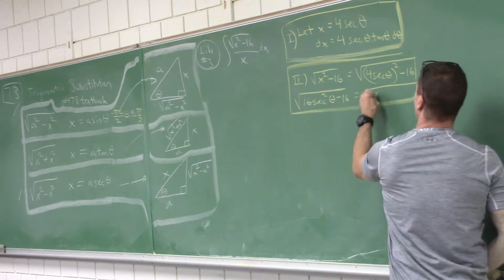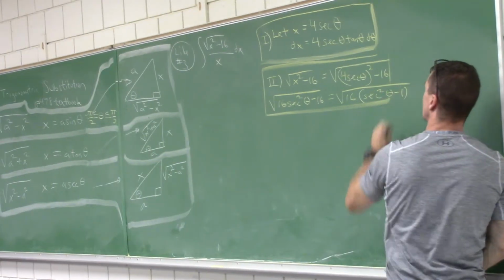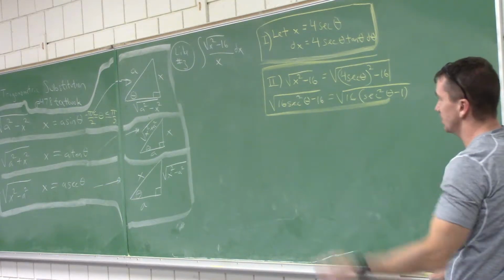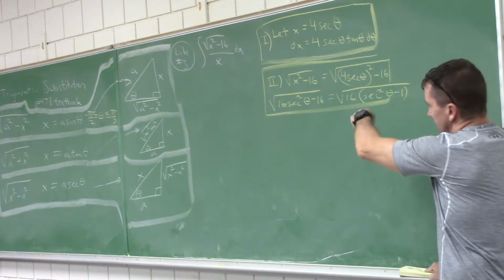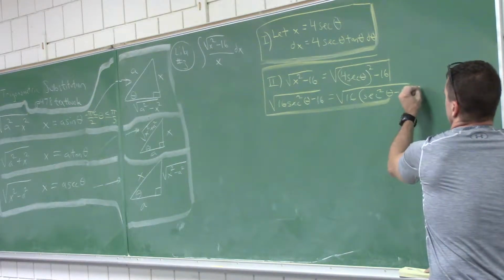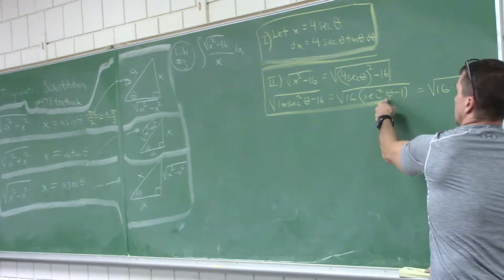From what trig identity emerges? Secant squared theta minus 1? I'm showing every step here, but I bet in a while, when you do part 2, you might do 2 or 3 steps in your head. What's this become? Square root of 16 times a trig identity?